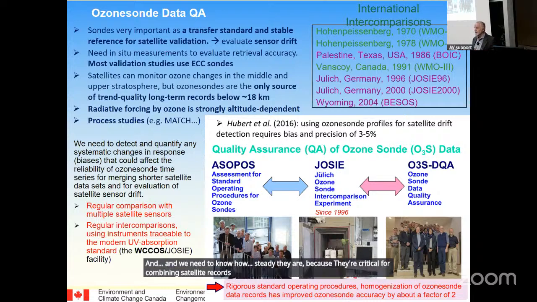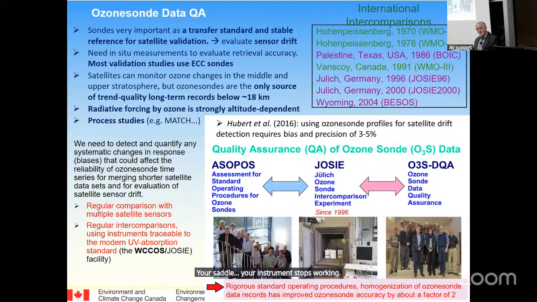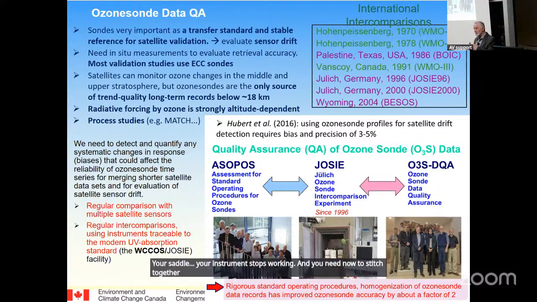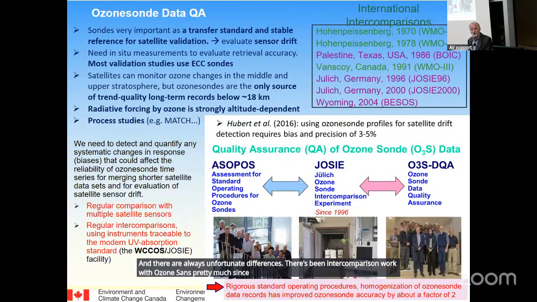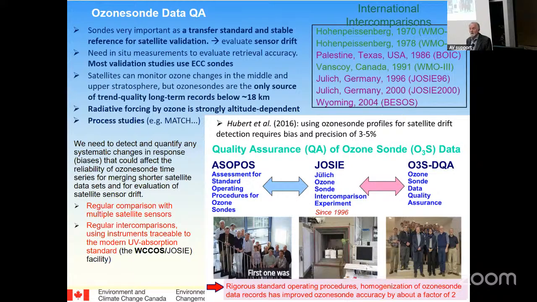A lot of satellite records, well, they're 5, 10 years, sometimes 20 years long, but eventually they end. Your instrument stops working. And you need now to stitch together that record with the record from a subsequent satellite. And there are always unfortunate differences. So there's been intercomparison work with ozone sondes pretty much since the beginning of the ozone sonde record. The first one was only 4 years after our station Resolute started. And more recently, we've done them in a chamber facility in Jülich, which is unique in the world.